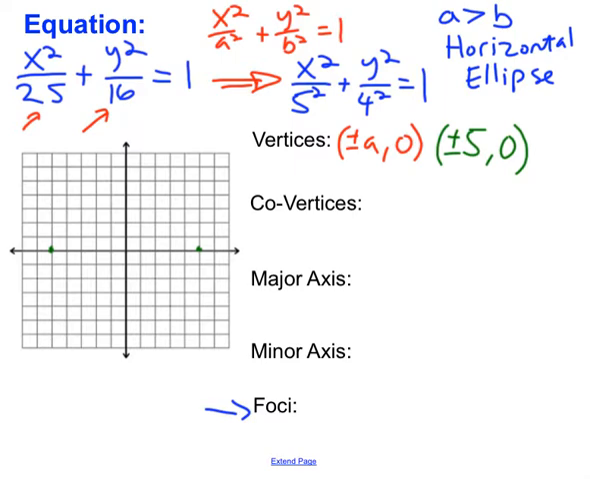So our major axis, which for a horizontal ellipse is 2a, will be 10 because it's 2 times 5. And we could plot that if we wanted to. We could draw that in here. That's our major axis right there.